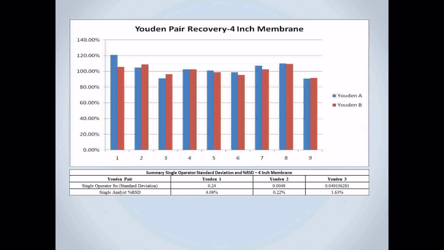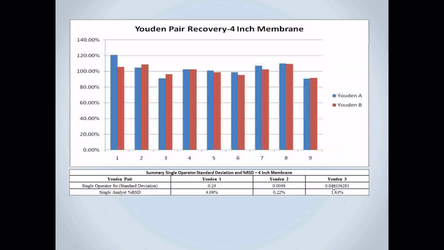Now let's talk about the Youden pair. The Youden pair was a group of blind checks, single blinds, sent out to the different laboratories. You can see the percentage of recovery. There's 100%, there's 120, but look at that. That is really good across there. Single analyst percent RSD, single analyst standard deviation, very good.